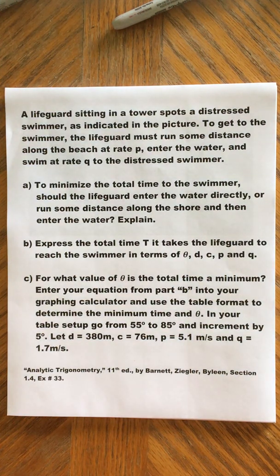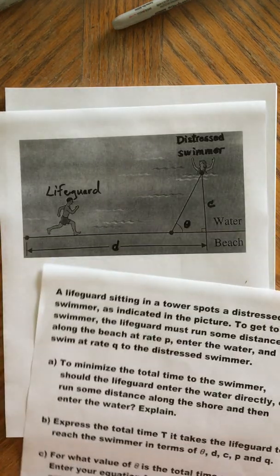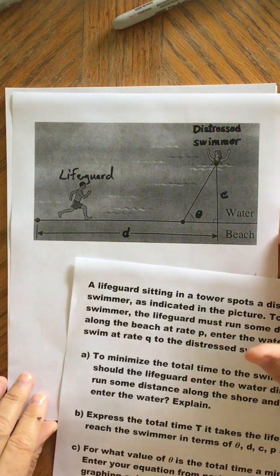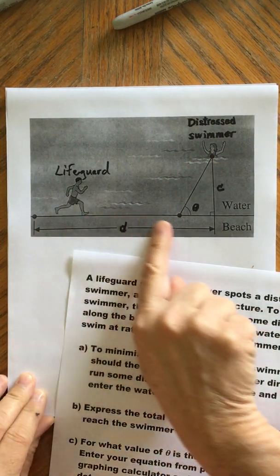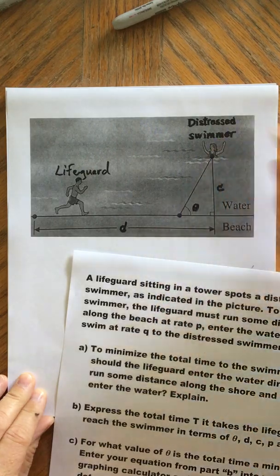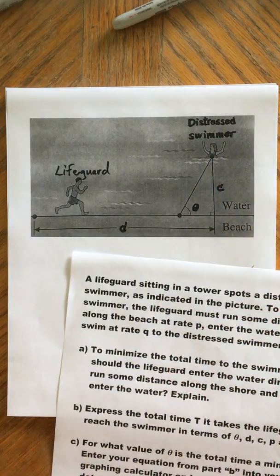A lifeguard is sitting in a tower and spots a distressed swimmer, as indicated in the picture, which I'll show you next. To get to the swimmer, the lifeguard must run some distance along the beach at rate P, enter the water, and swim at rate Q to the distressed swimmer. So it looks like this. Here's a distressed swimmer. Here's the lifeguard. They've got to run, swim, and get to the person.